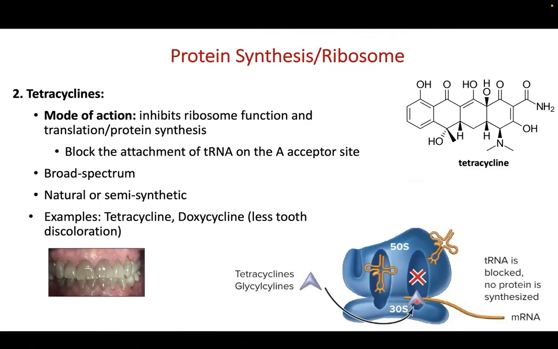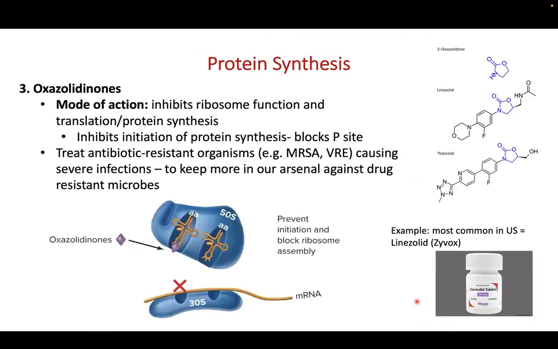RNA. And this class of antibiotics also targets a broad range of bacteria. And we have the natural and the semi-synthetic forms. Examples of these include tetracycline and doxycycline, and doxycycline actually causes less tooth discoloring compared to its counterpart.